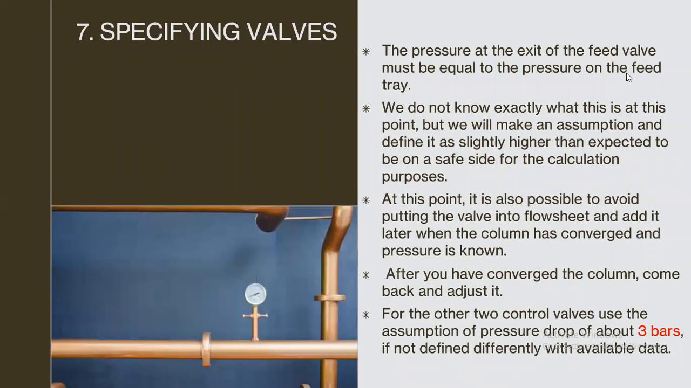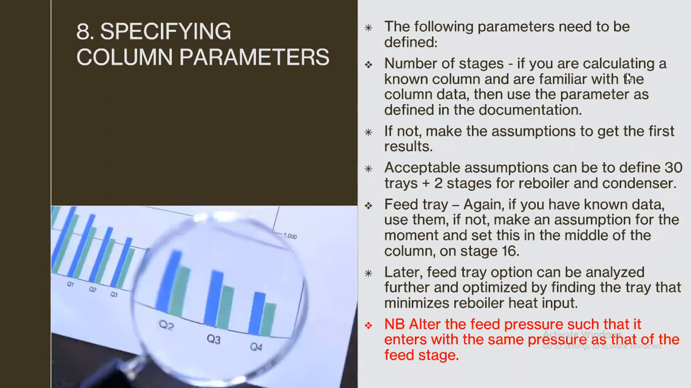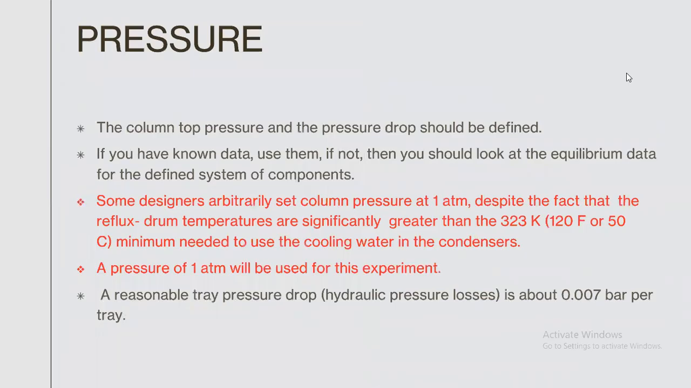We did that. Let's talk about the balance parameters. We did pressure. How do you select the pressure? The column top pressure and the pressure drop should be defined. When you say the top pressure, we are talking about the condenser pressure.